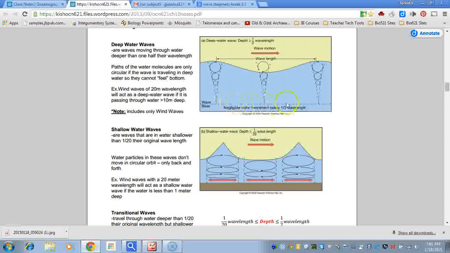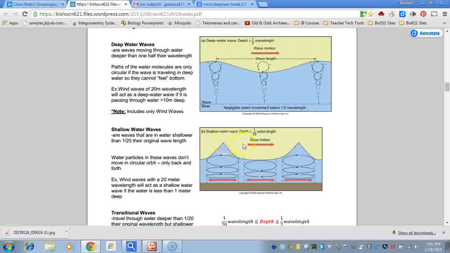Okay, so here, if this is their wavelength, then half of their wavelength would be to here. So it has to be deeper than this distance. If I went this distance, then there's still water below that. So this would be considered a deep water wave.